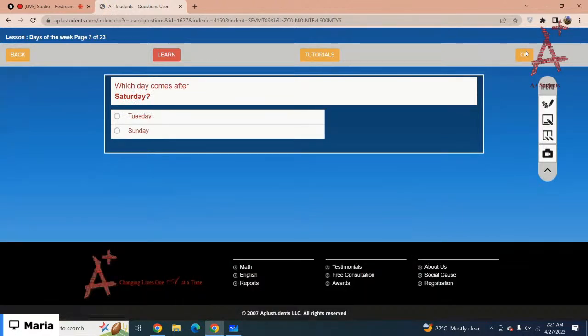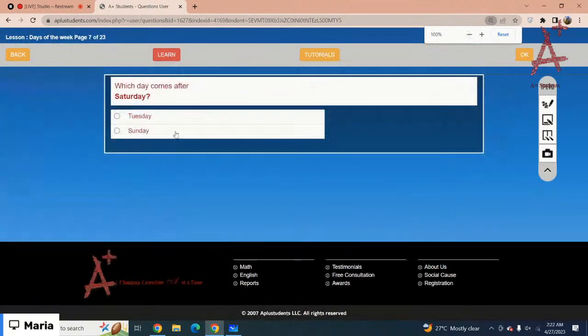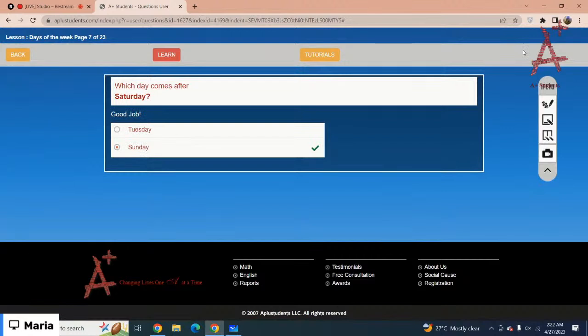Which day comes after Saturday? After the Saturday, we have Sunday. The correct option is Sunday.